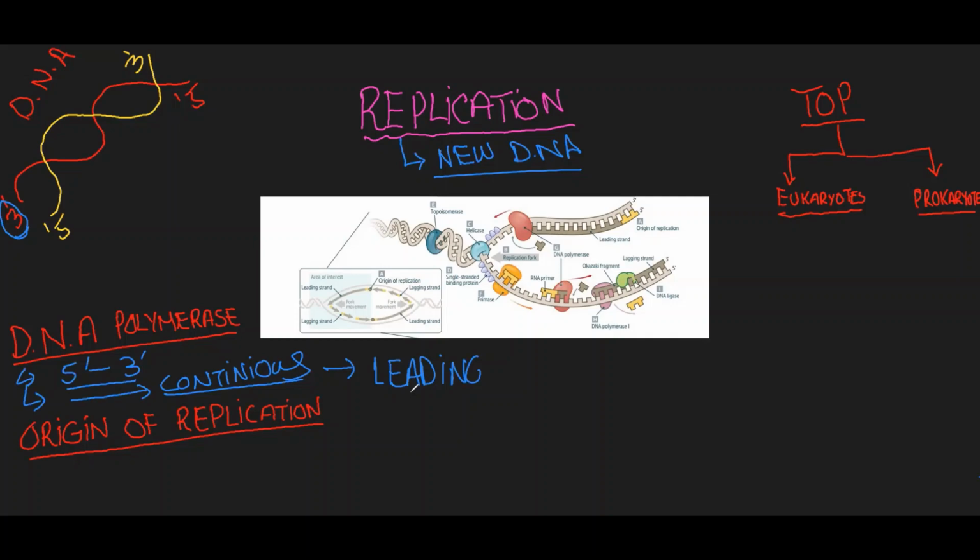as the lagging strand. The origin of replication is basically a certain sequence of nucleotides, which is an AT-rich sequence, adenine and thymine.